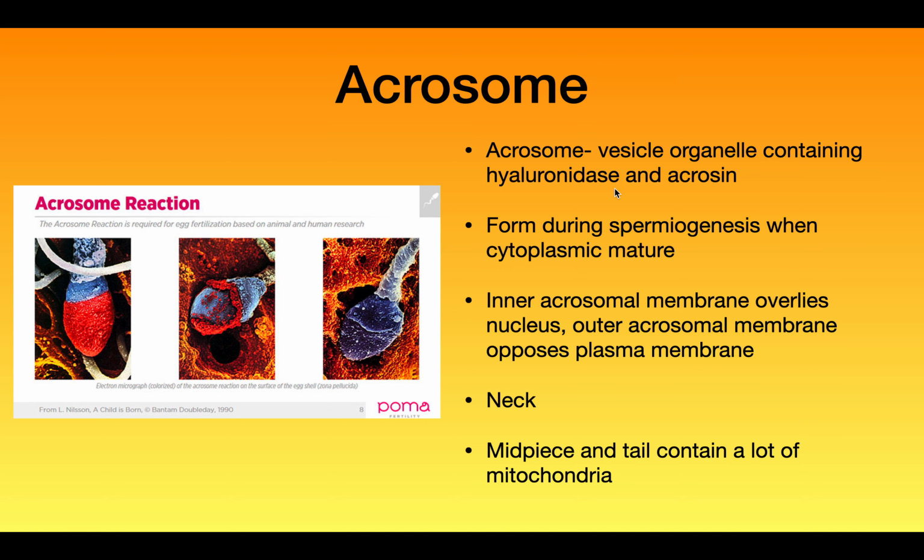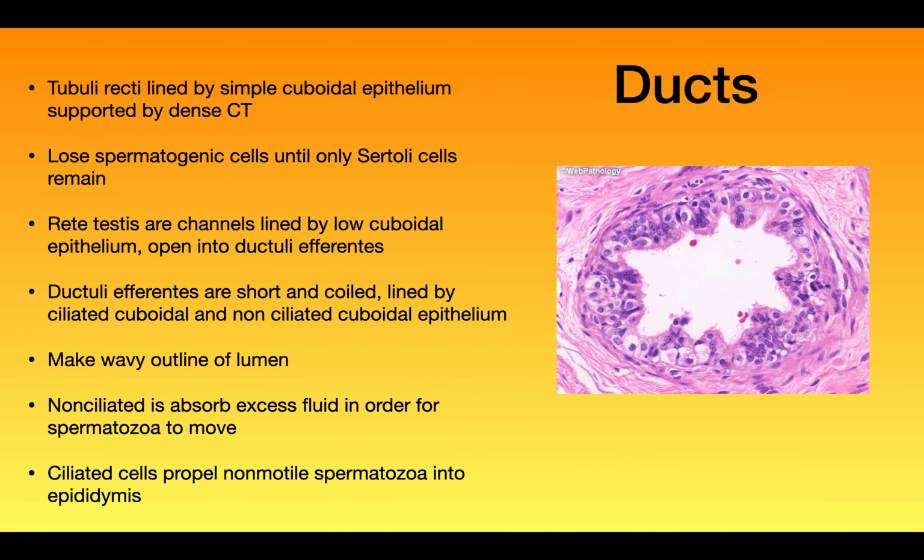Okay, so this is the acrosome reaction. There's an organelle containing the hyaluronidase, the acrosome. It forms during spermiogenesis in the cytoplasm, and then it forms the membrane over the nucleus and the plasma membrane, and there's a neck that's also formed. And the midpiece and the tail will contain most of the mitochondria.